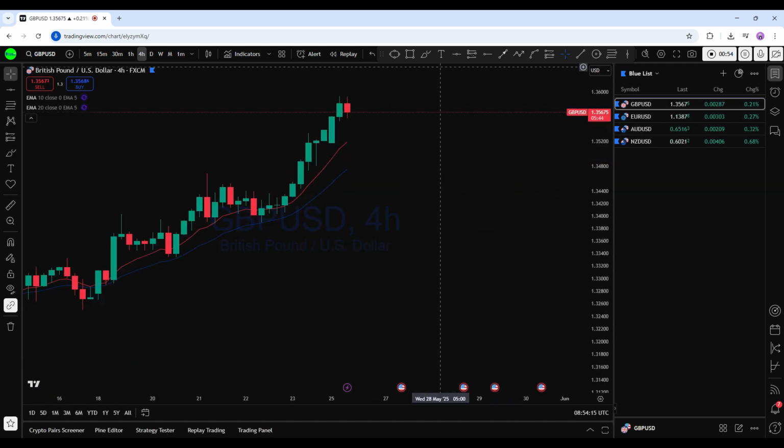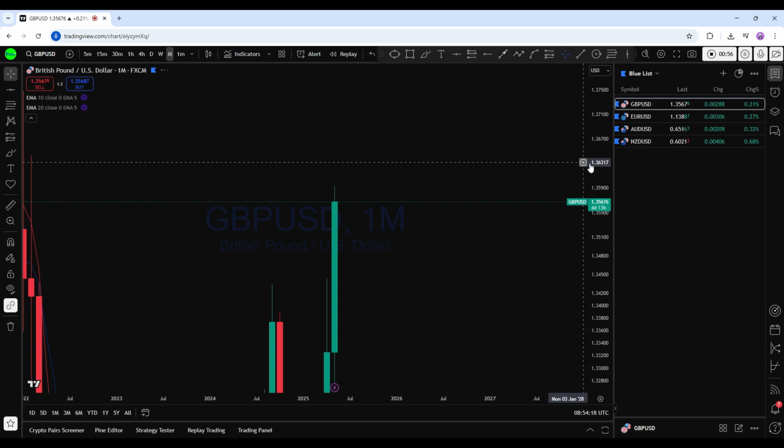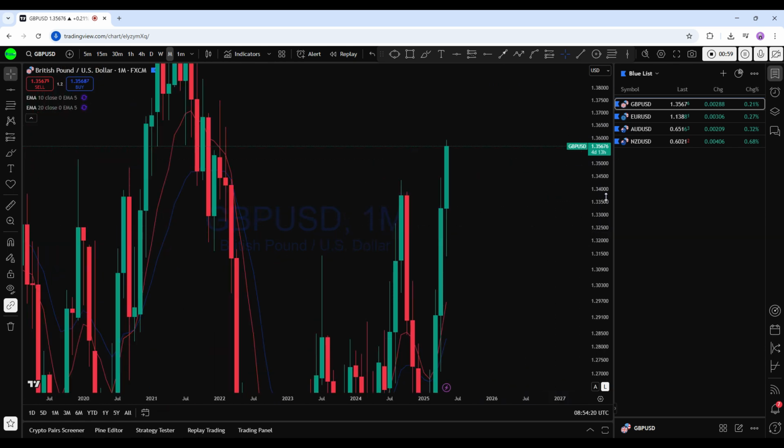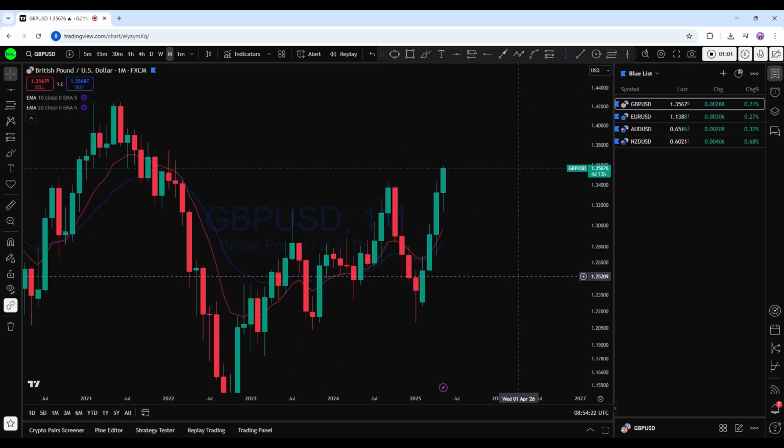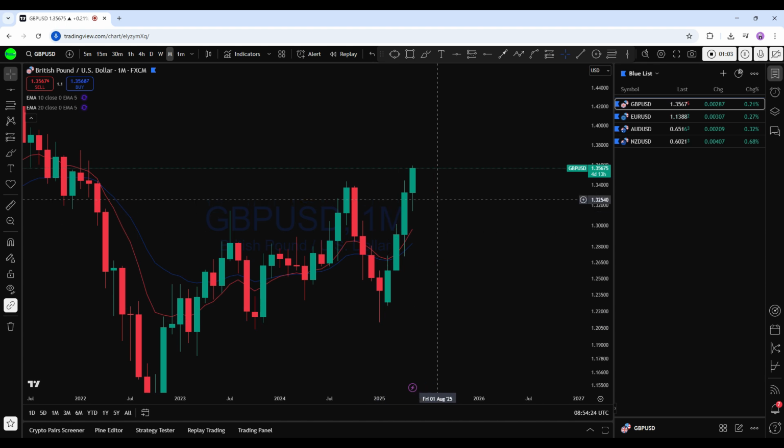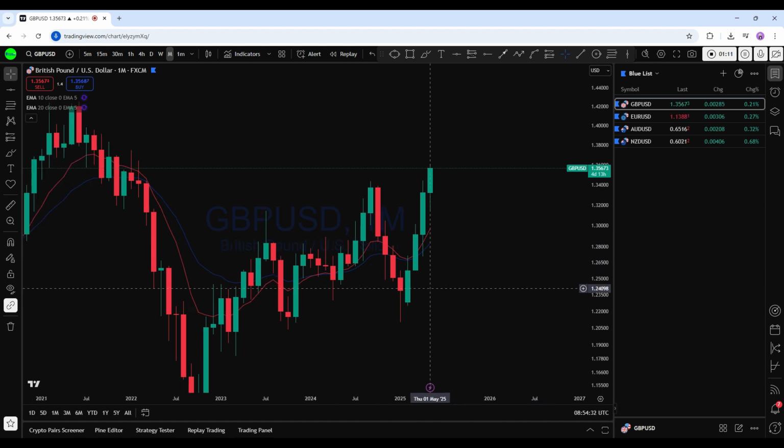British pound, US dollar. First of all, looking at the bigger picture just to see where the market is potentially heading. Now, this is the fourth month the market is in a bullish impulsive move, and we can see that we are almost at the end of the month. So far it is a very strong uptrend.